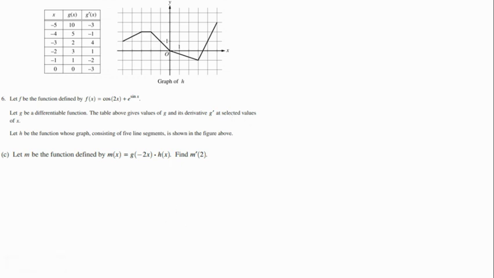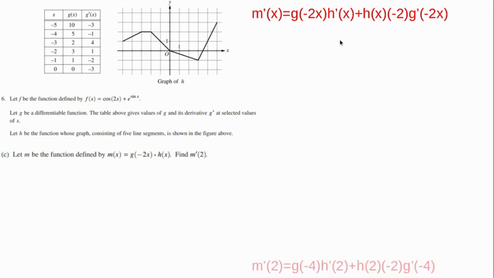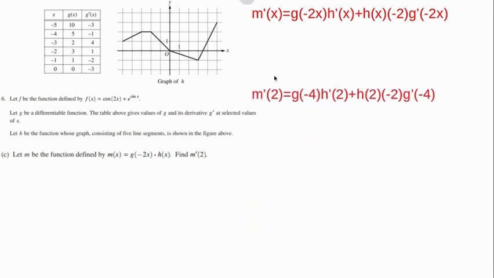So first, you would start with your product rule, taking the derivative of m of x. So m prime of x will equal g of negative 2x, first, d second, h prime of x, plus second, h of x, d first, which is negative 2 g prime of negative 2x. And your chain rule comes into play again, where you take the derivative of the guts, which would be negative 2, and bring that out. So next you would want to plug in your variables, which m prime of 2 is going to equal g of negative 4, because negative 2 times 2 is negative 4, h prime of 2, plus h of 2, negative 2, g prime of negative 4, again with that negative 2 times 2.